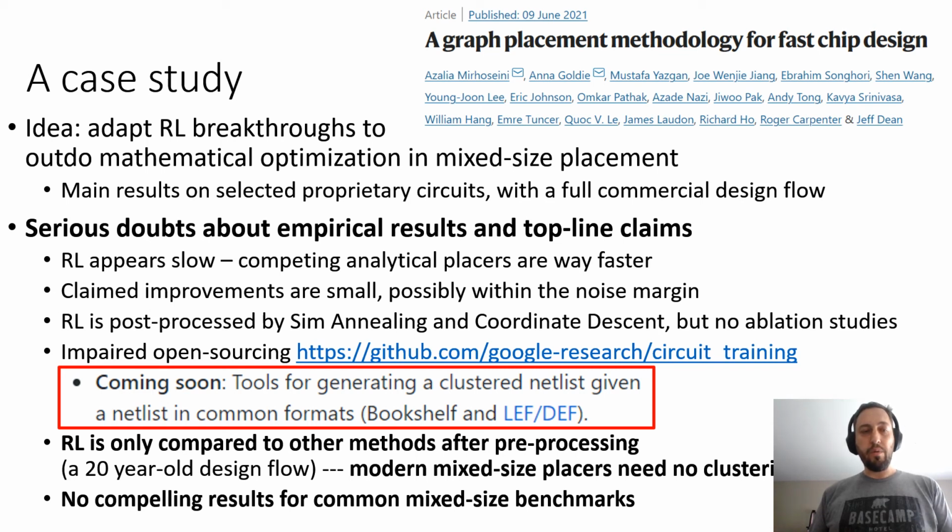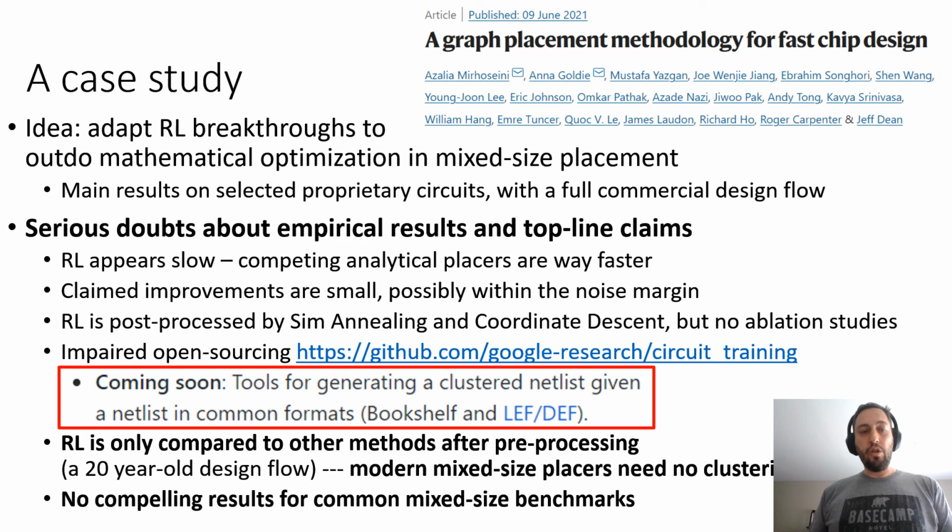Reinforcement learning in that paper is compared only to other methods after pre-processing, and this pre-processing represents a 20-year-old approach. Modern mixed-size placers do not need such clustering and promise stronger results. This is a major design flow concern about the methodology in that paper. But what I find particularly striking is that 10 months after the publication, the authors have not produced compelling results on common mixed-size benchmarks. I hear that physical design experts asked the authors for benchmark results for some time.